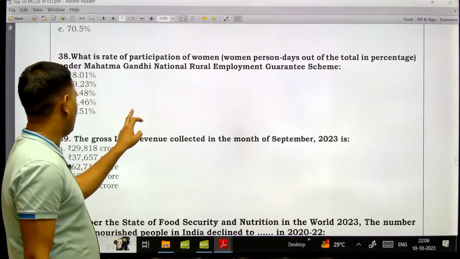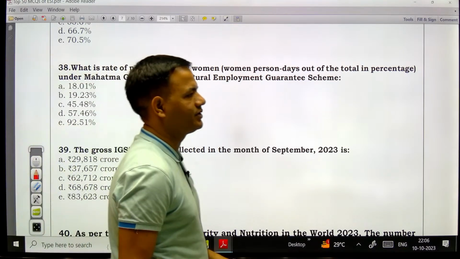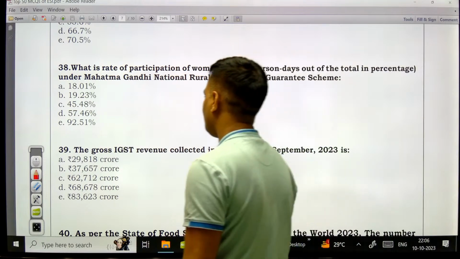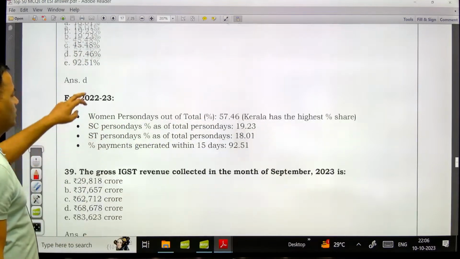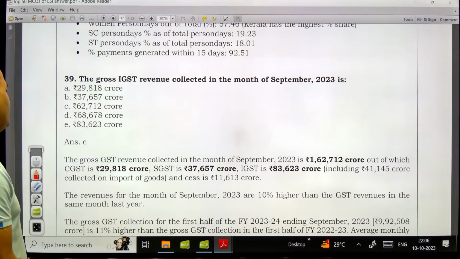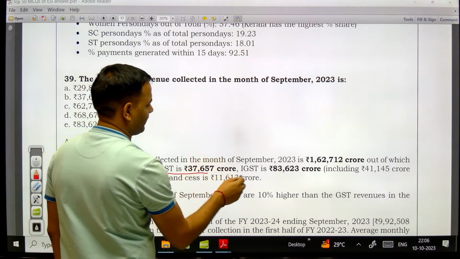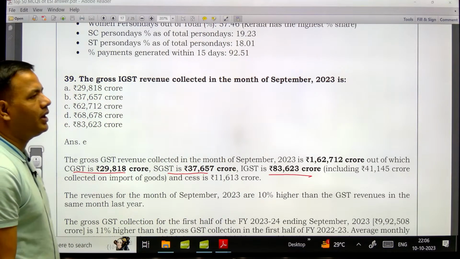Next question: the gross IGST revenue collected in the month of September 2023 is. These types of questions are also asked quite often. Gross IGST collection is 83,623 crore. CGST is approximately 29,000 crore, SGST 37,000 crore, and IGST is 83,000 crore in September 23.